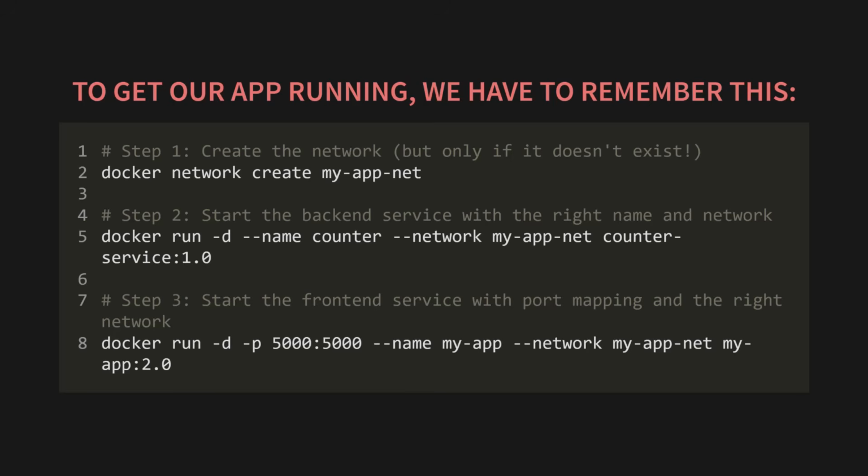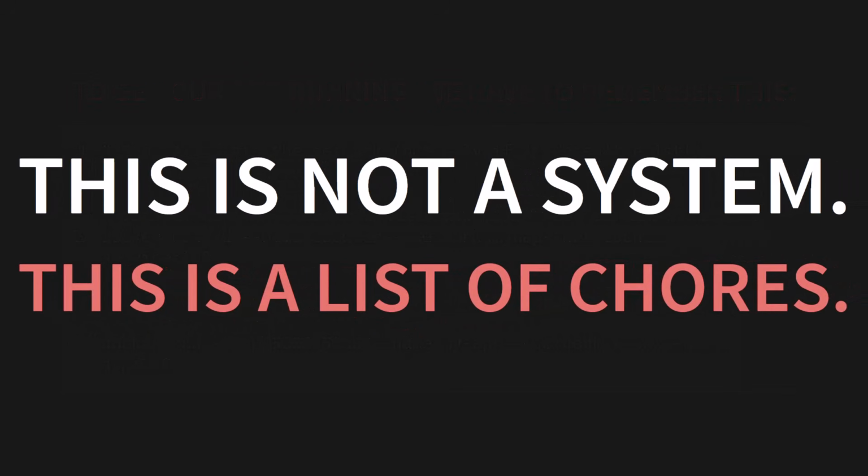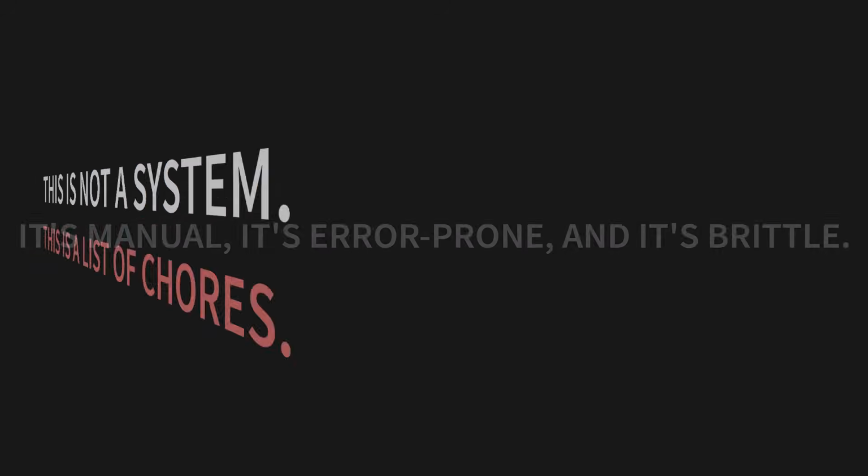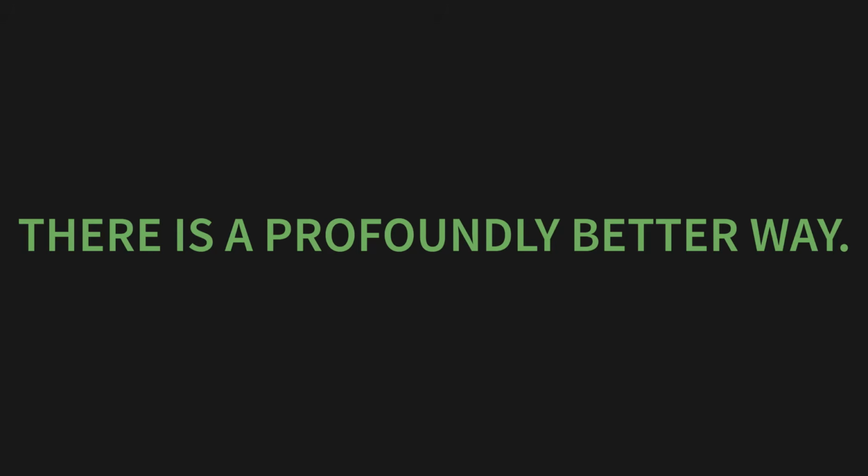docker run -d -p 5000:5000 --name my-app --network my-app-net my-app:2.0. This is not a system. This is a list of chores. It's manual, it's error-prone, and it's brittle. There is a profoundly better way.